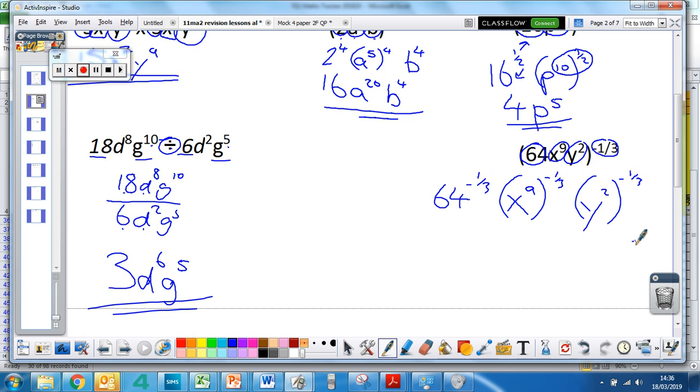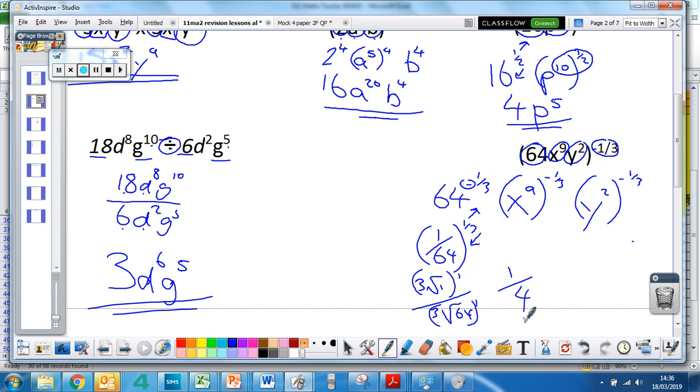Now we need to work with each of those bits separately. 64 to the negative 1/3. Negative means flip it. It's now 1 over 64 to the 1/3. The denominator comes down to be the root. The numerator goes up to be the power. So we now end up with the cube root of 1 to the power 1 over the cube root of 64 to the power 1, which is equal to 1 over 4. Cube root of 64 is 4.